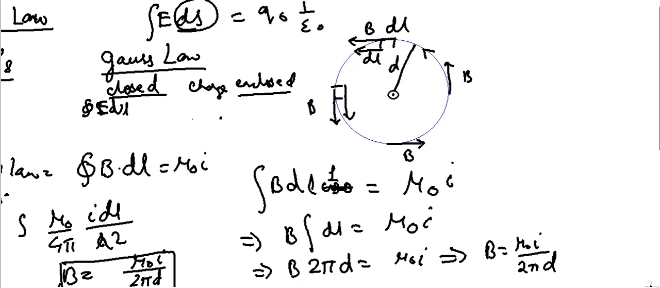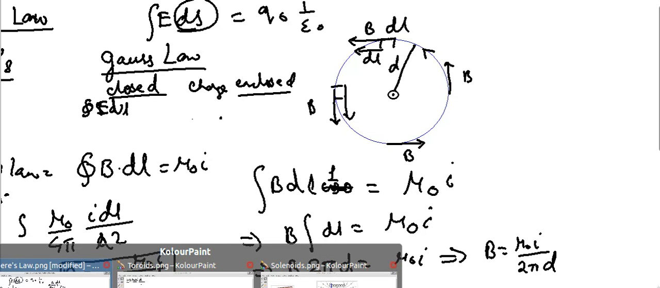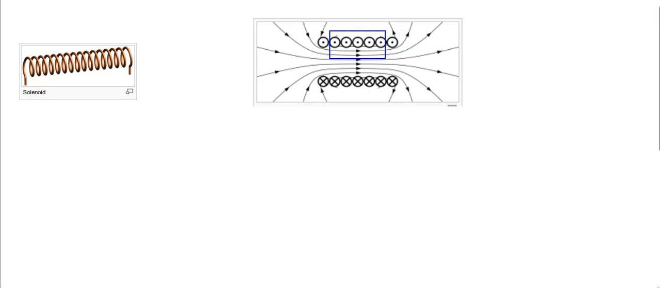So this is the power of Ampere's law, and we will again use the power of Ampere's law to find out the magnetic field for some more complicated cases. This was an easier problem. So let us use Ampere's law to find the magnetic field inside a relatively more complicated scenario. So first let us discuss solenoids.